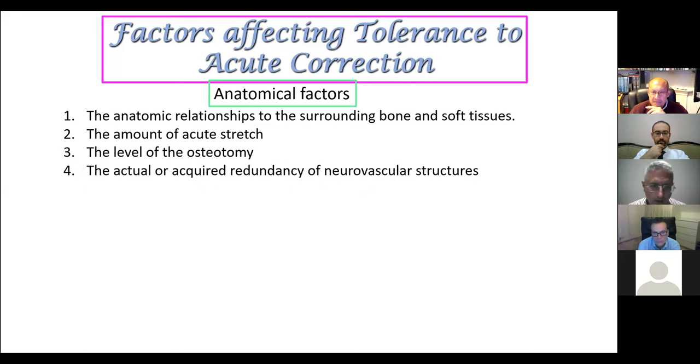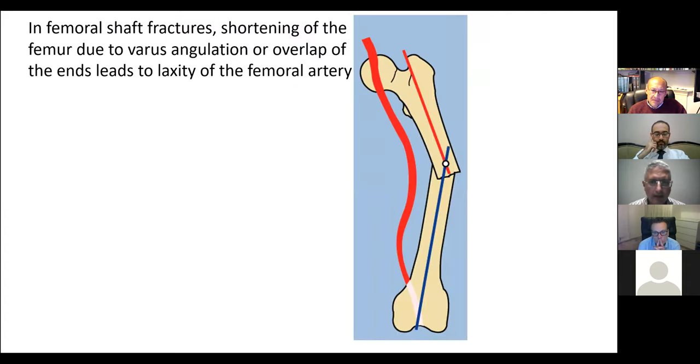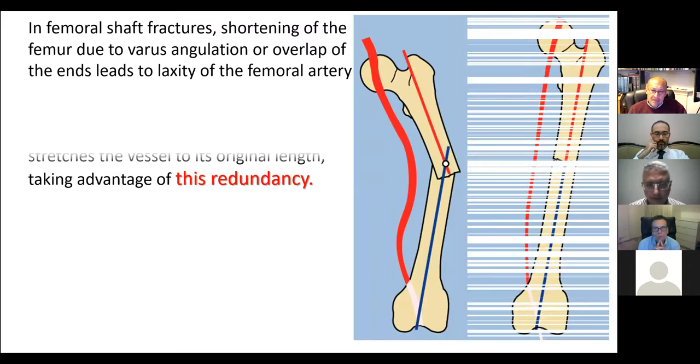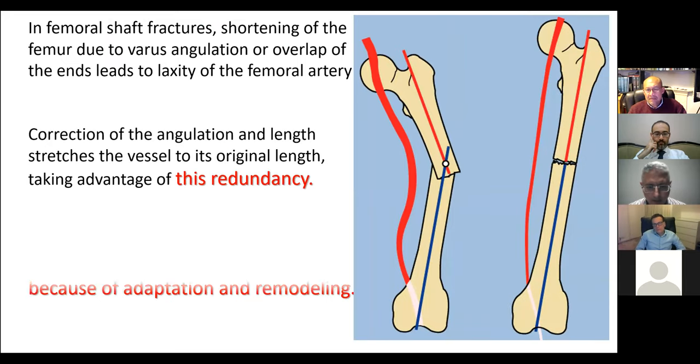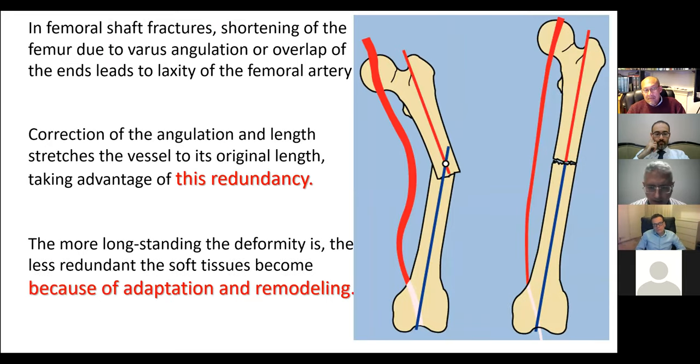The actual or acquired redundancy of the neurovascular structures. I mean, when we have a malunited fracture, with angulation and shortening, the neurovascular structures are redundant. While over time this redundancy becomes, with adaptation, short, and this should be taken into consideration when considering acute correction.